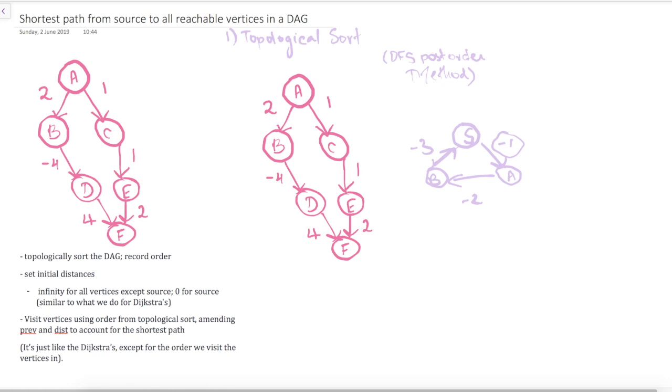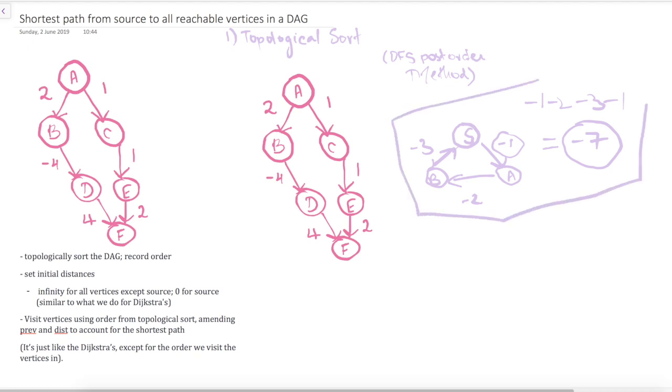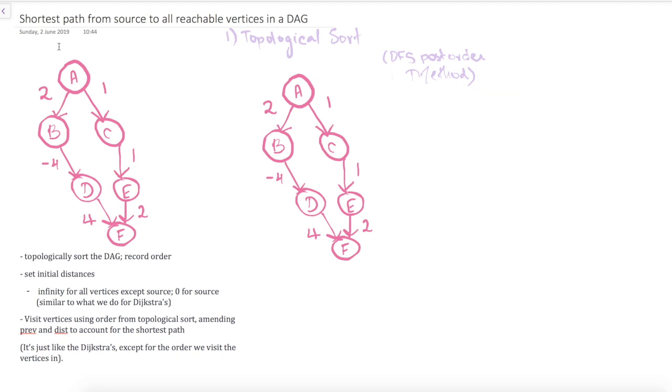Okay, so the distance between S and A would be -1, then I go along this path, so -2, then I go along this path, -3, then I come back here, so -1 again. So that's -7, which is less than -1. So technically this should have been the distance between S and A. So yeah, this is a very weird case. So we don't look at paths or graphs with negative cycles. Alright, so back to our problem.